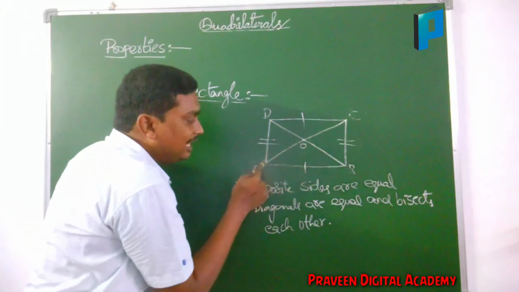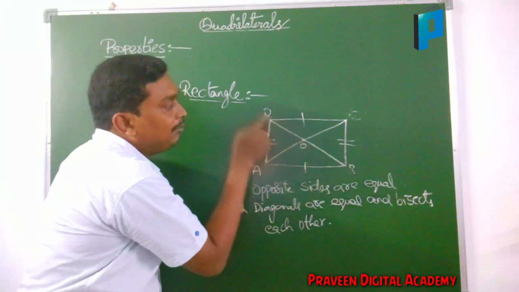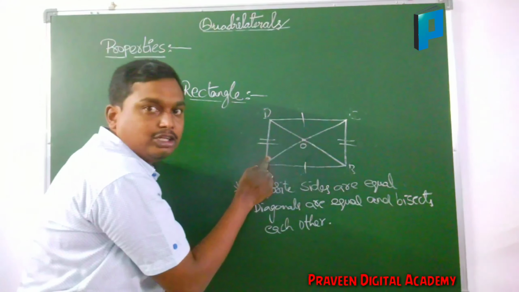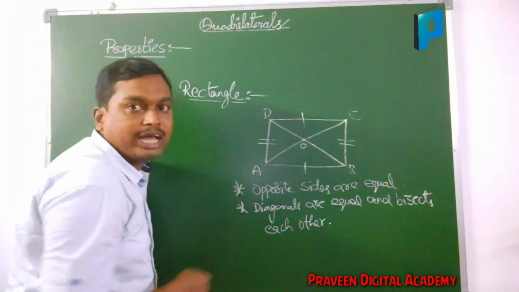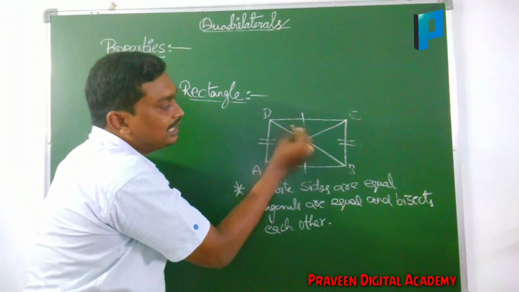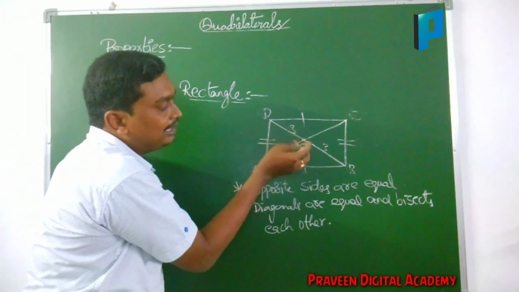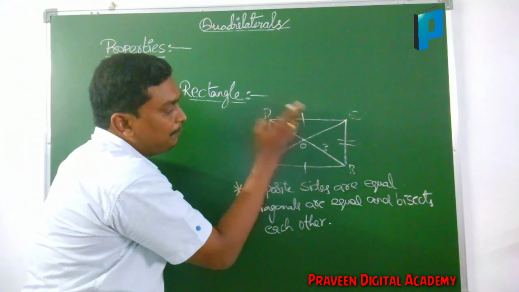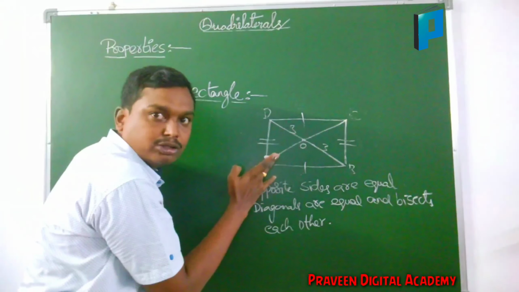And this AC length, how much is there? The same length will be there for BD. So AC and BD, both diagonals, are equal and bisect each other. Means if this is 3, this is also 3. Both will be 3. Total is 6. If BD is 6, AC total is also 6.